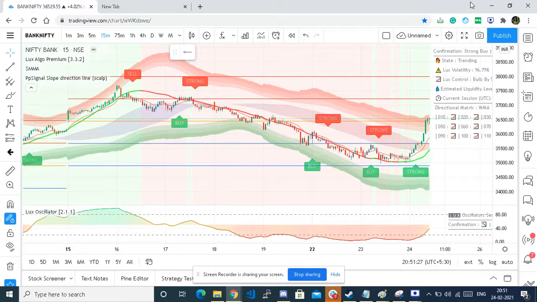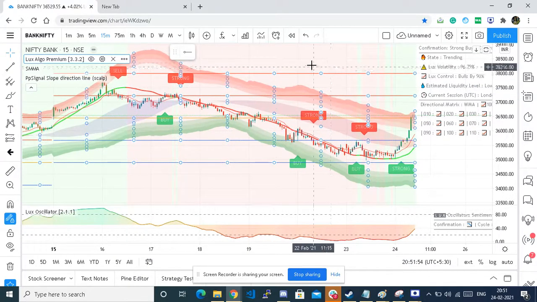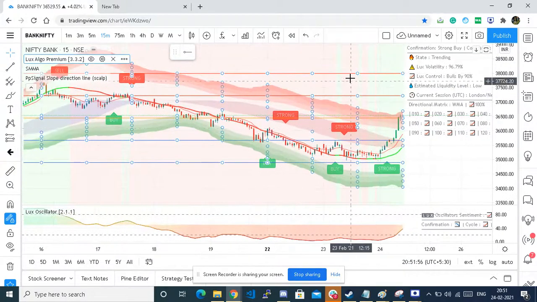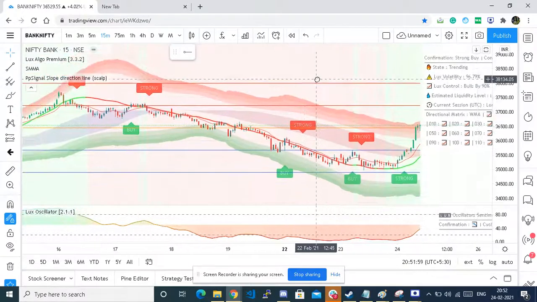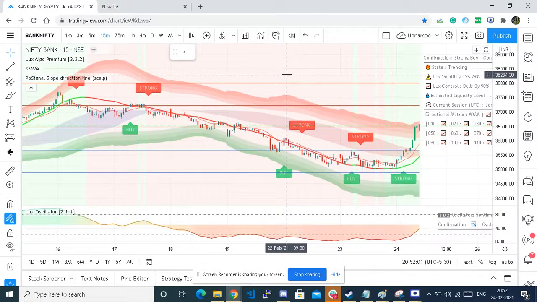So as you can see on my screen, there are a lot of things. Some of you who are beginners might not be able to understand what these red clouds or green clouds are, right? So we'll discuss that right now. First of all, this is a Banknifty chart. Okay, you can see this is a 15 minutes chart, and the indicator which I'm using is Lux Algo.